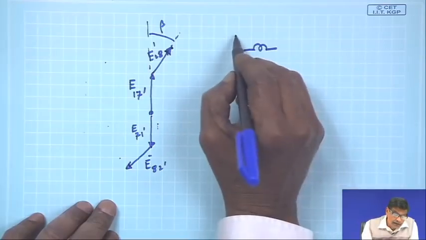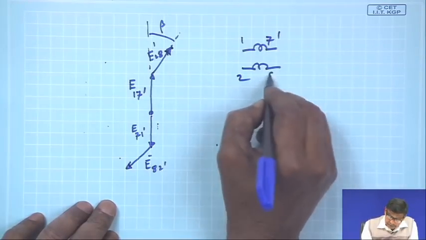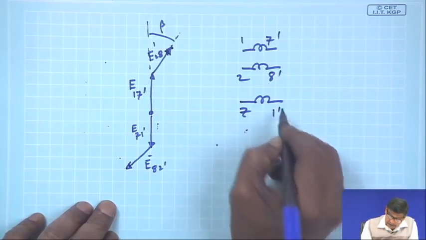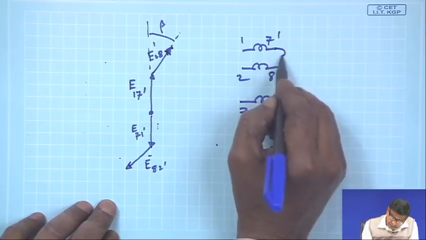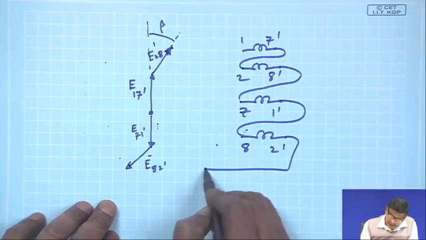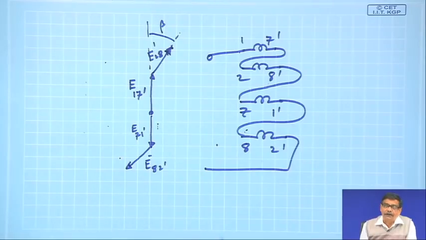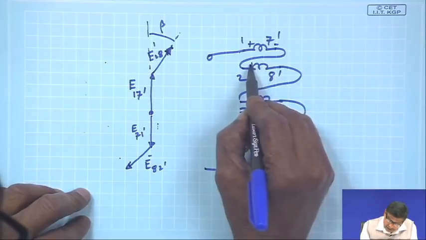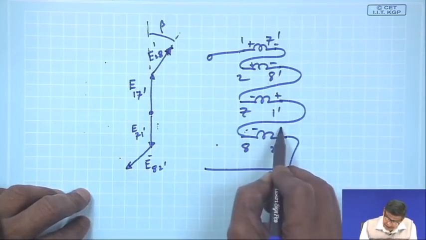I think you have got me, that is 1-7', 2-8', and then another coil 7-1', and another coil is 8-2'. If you just blindly connect like this and claim that these two are R phase terminals, then you are gone. Gone means these are plus minus, these are plus minus, and this is minus plus, this is minus plus.